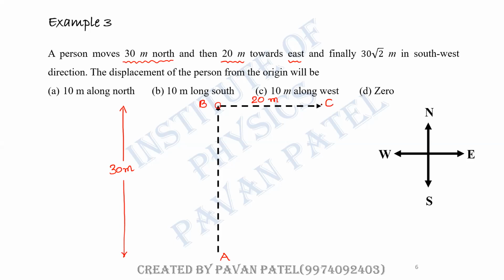Right now, starting from C point, it finally moves 30 root 2 meter in a southwest direction. So southwest direction is exactly between south and west. For southwest direction, this angle is 45 degree, and this angle is also 45 degree. So starting from C, the person moves in the southwest direction 30 root 2 meter, from C to D.